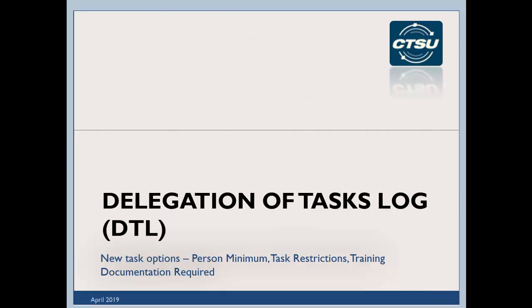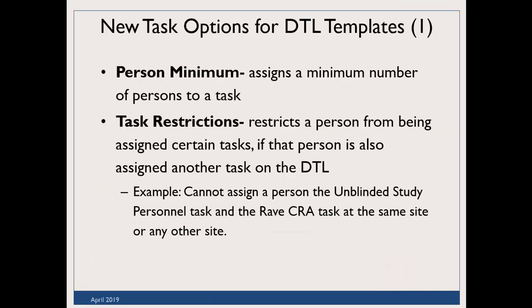So moving on to the delegation of task log updates and new features in the DTL. One of the new features is the LPO, or lead protocol organization, can now design their DTL template to assign a minimum number of persons to a task. The current template allows you to do a maximum number of persons. For example, you can have 2 DTLAs assigned. This is different. It gives you a minimum, and it's not required for every task.